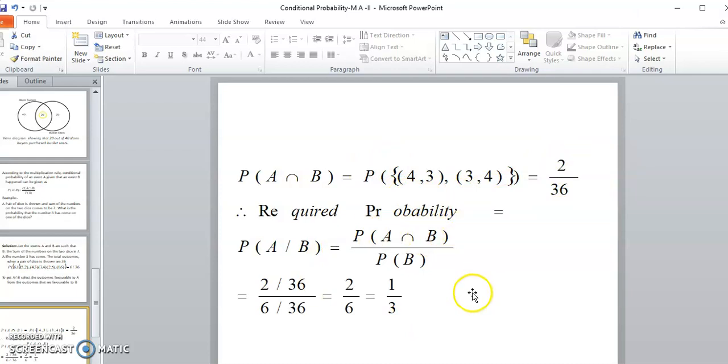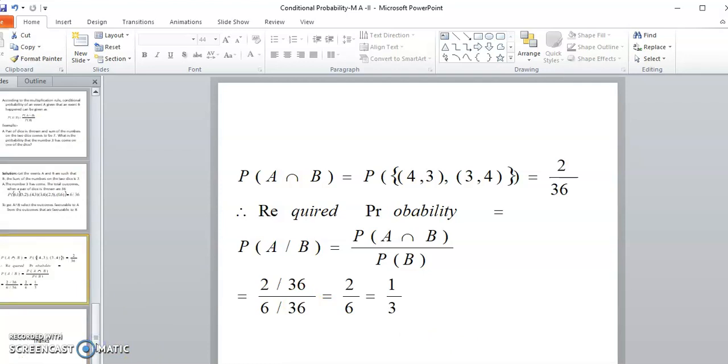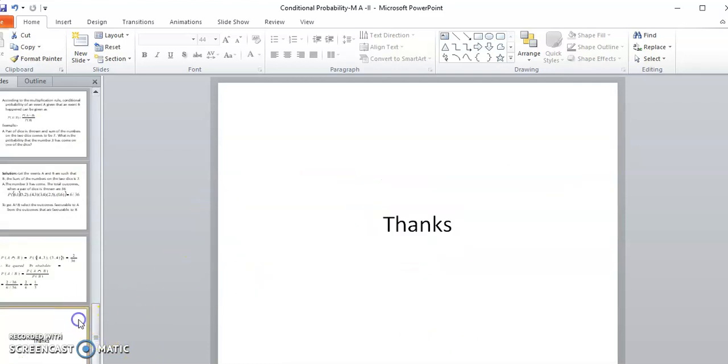So the required probability will be probability of A under the condition B happens, which is probability of A intersection B divided by probability that B happens. So 2 by 36 divided by 6 by 36 comes to 1 by 3. So this is the basic idea or basic concept of conditional probability. Thank you.